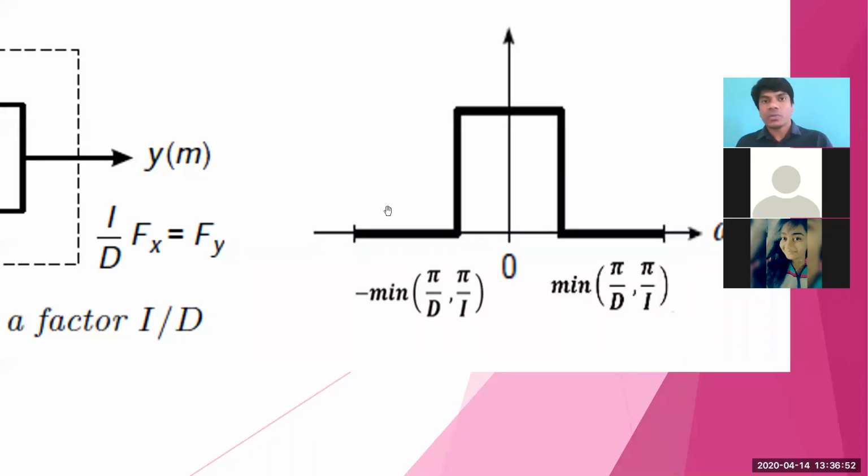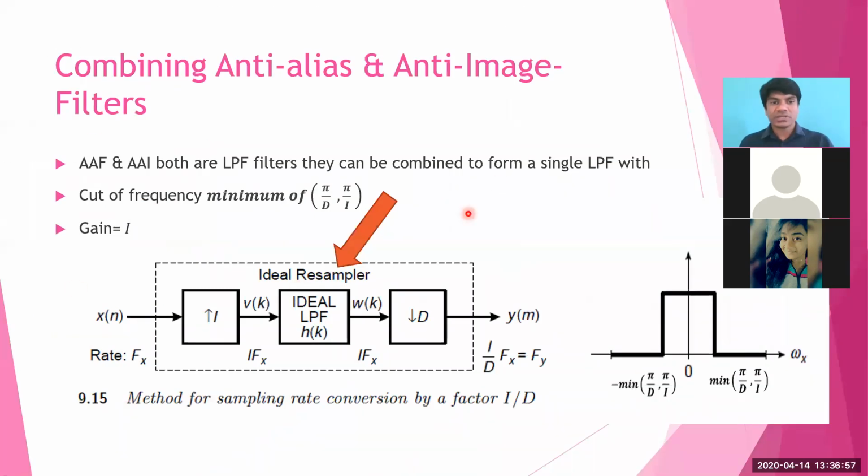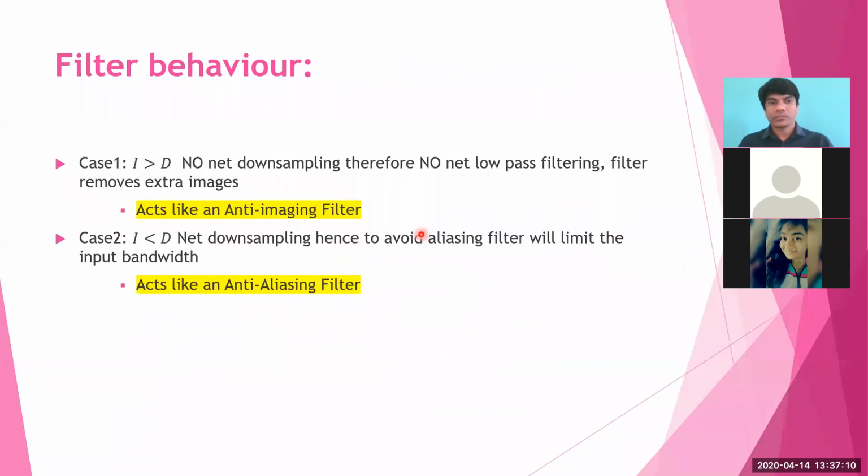Okay. Now let's move to here. You can see I have replaced those two low pass filters with a single ideal low pass filter. Well, the filter behavior, as I said, I have replaced two filters with one filter, but how do they behave? Their behavior depends basically on the I by D ratio.